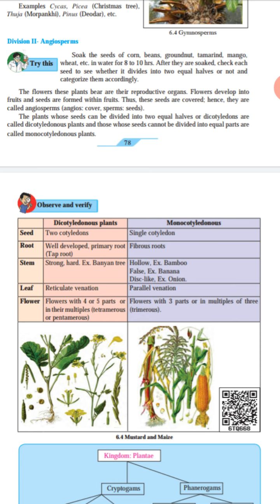Okay. In dicotyledonous plants, flowers have 4 or 5 parts or their multiples, for example tetramerous or pentamerous. And in monocotyledonous plants, flowers have 3 parts or multiples of 3, trimerous. This is the difference between dicotyledonous and monocotyledonous plants.